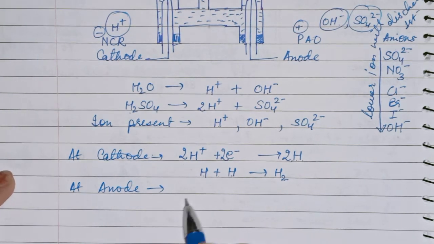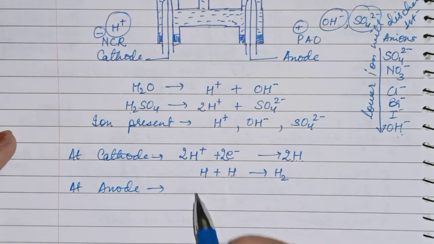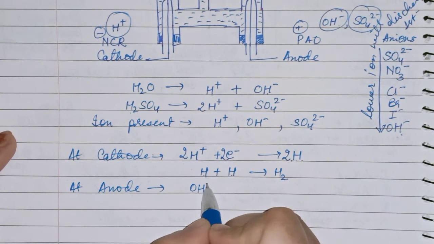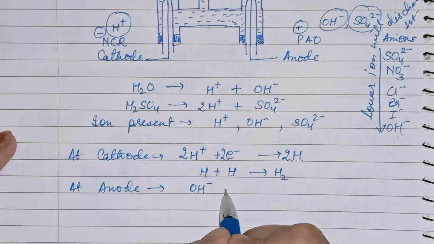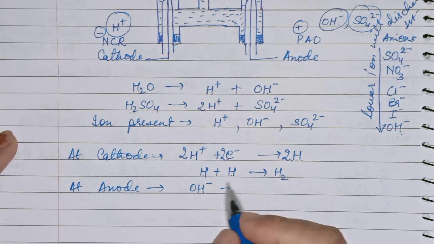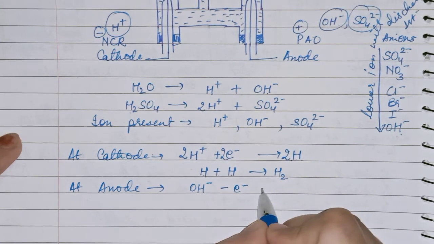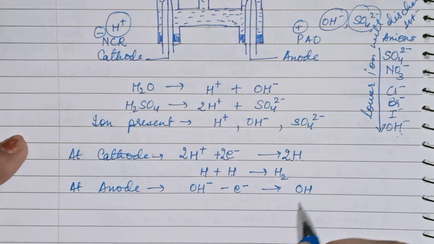Now see at anode, what is getting discharged first? OH minus ion. So you will write it here OH minus. Minus means one electron is extra. So you have to remove that electron and you will get OH only.